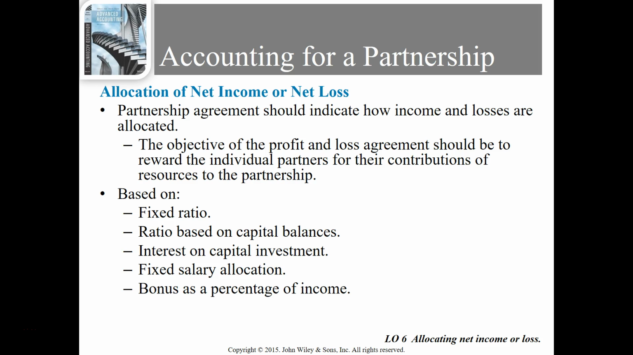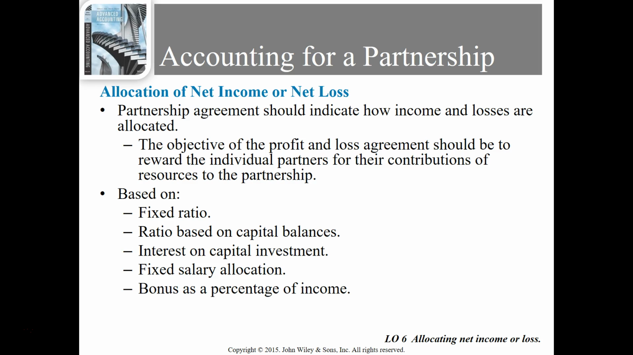The next question is, how do we allocate net income or net loss? Well, one way to do it is based on capital balances we just saw. Your partnership agreement should include how they're allocated. Again, in the absence of this in writing, the courts will rule 50-50. For the purposes of homework, exercises, and exams, we will assume that as well. In the absence of an agreement, 50-50.